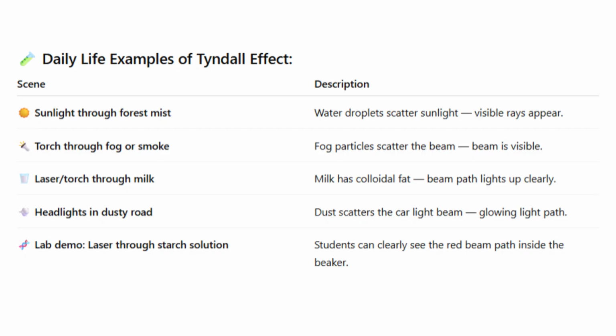Scene description: Sunlight through forest mist, water droplets scatter sunlight. Visible rays appear. Torch through fog or smoke, fog particles scatter the beam. Beam is visible. Laser or torch through milk, milk has colloidal fat. Beam path lights up clearly. Headlights on a dusty road, dust scatters the car light beam. Glowing light path. Lab demo: Laser through starch solution, students can clearly see the red beam path inside the beaker.